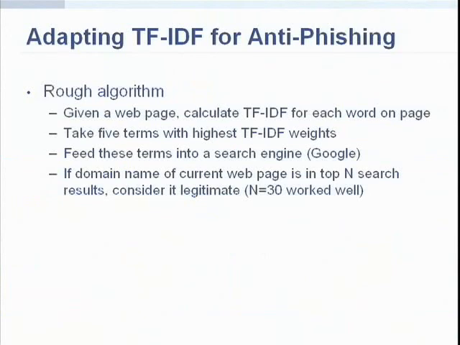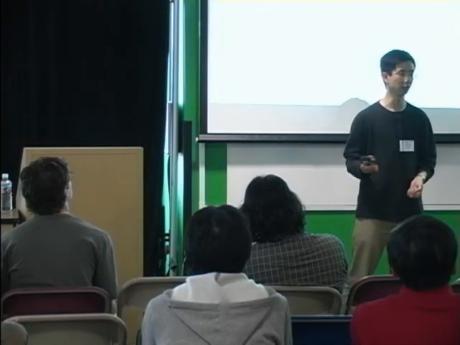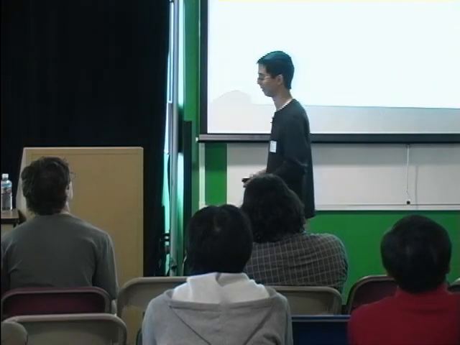So here's the rough algorithm for how it works. Given a current web page, calculate the TF-IDF for each word on the page, take the 5 terms with the highest weights, and feed those terms into a search engine, which currently is Google. If the domain name of the web page you're currently on is in the top N search results, then we consider it legitimate. We experimented with N as well, and we discovered that after 30, it's pretty much the same results.